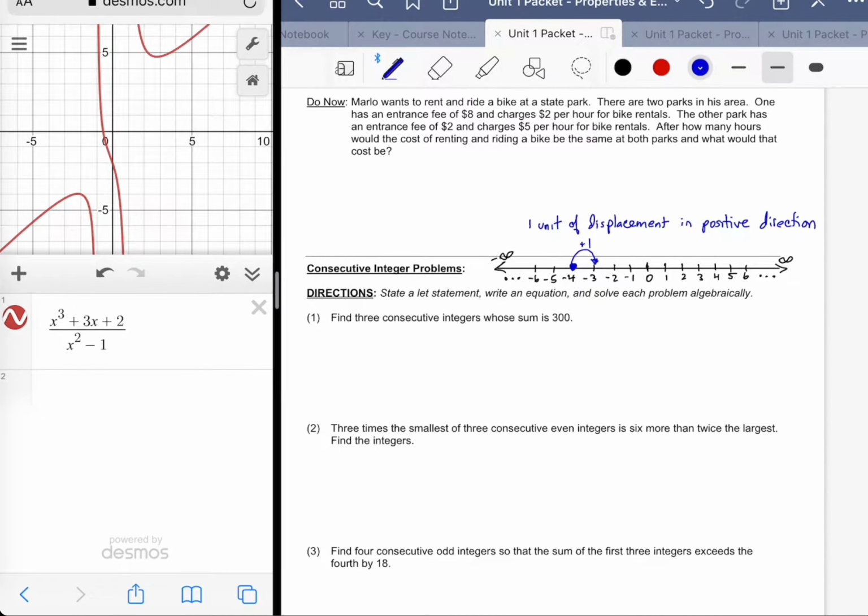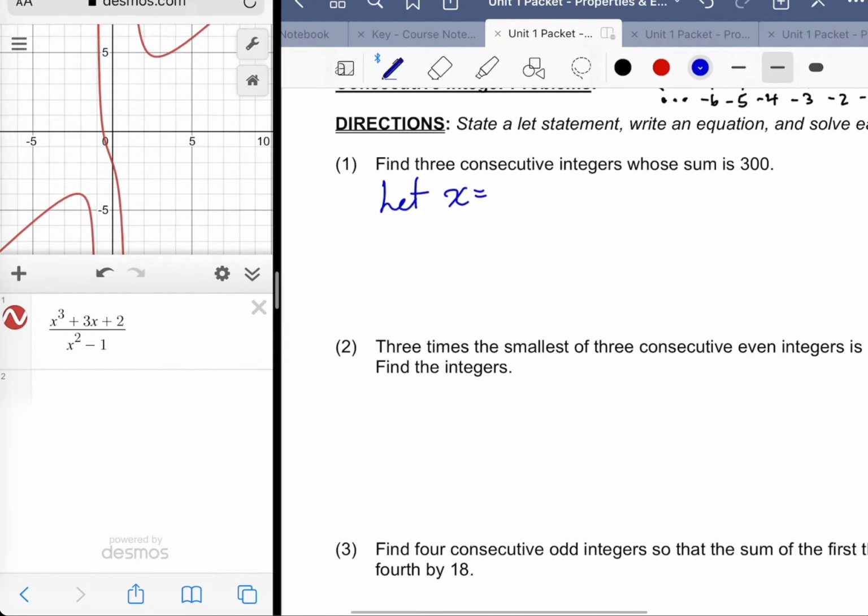So when it says find 3 consecutive integers, my let statement would begin with just let x equal an integer. Because I started on my number line, I started with a -4. I could have started with a 20 if I wanted to. It didn't matter, as long as I didn't start with a fraction or an irrational number or something like that. So let x be equal to an integer. You could say the first integer if you want, but it really doesn't matter. It's just an arbitrary integer.